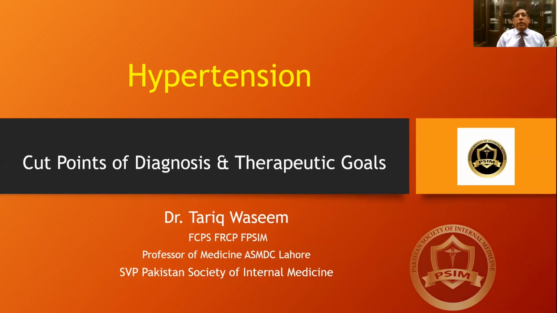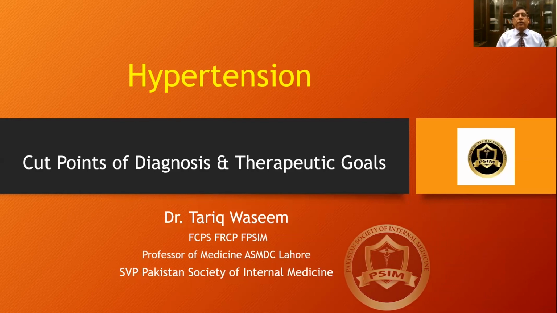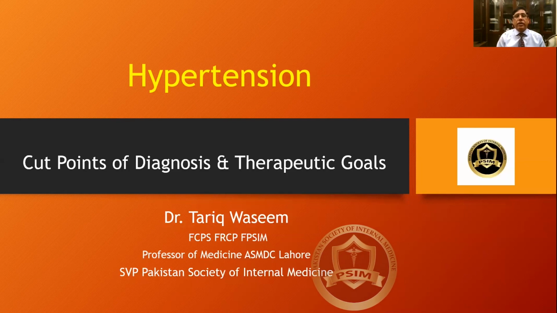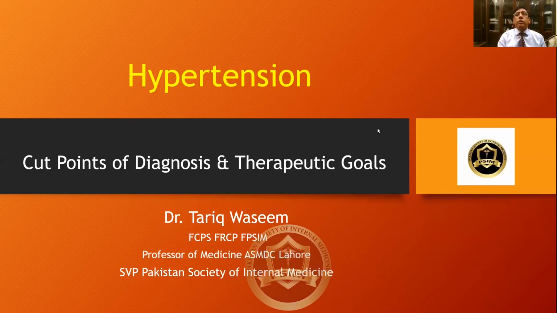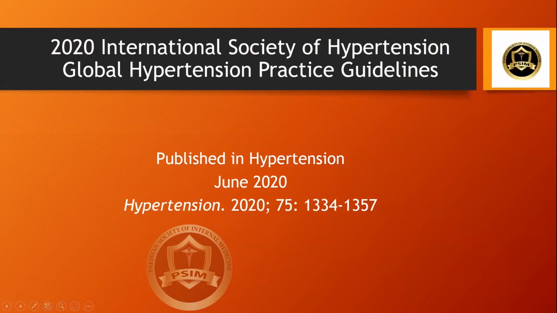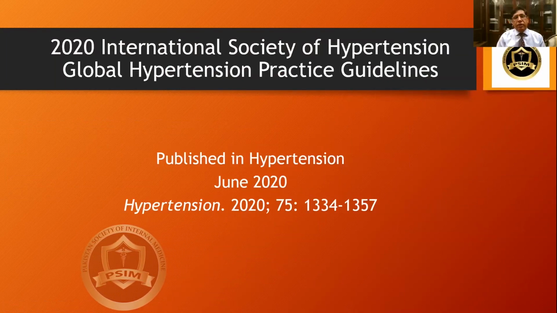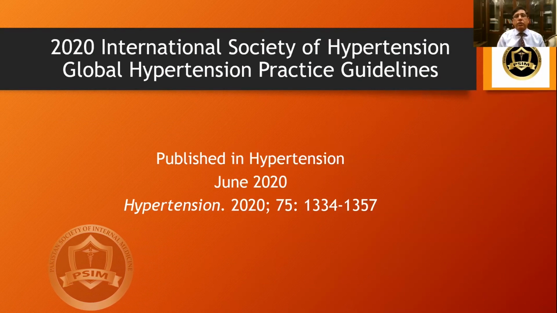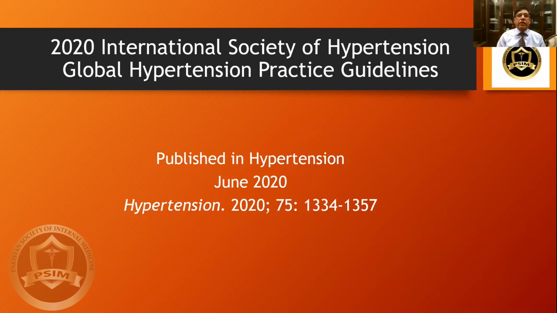So what the pre-poll suggests is that the majority of the people are well aware of the targets and goals, and my job is an easier one. I'll just be going back to share screen. So what we'll be talking about is mostly based on the published data from the International Society of Hypertension. It is the most recent one, the June 2020 recommendation for global hypertension practice guidelines.